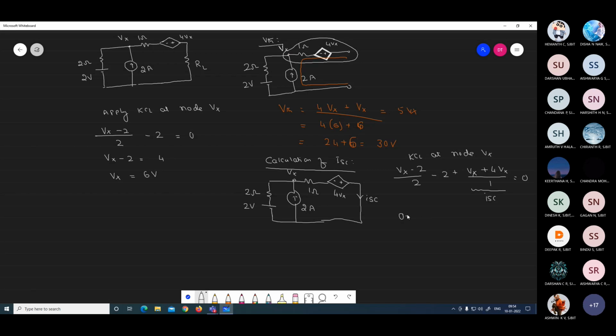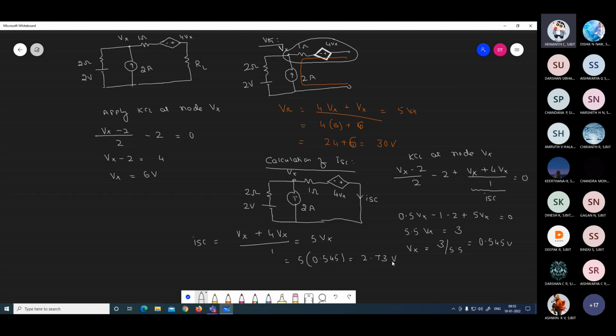So this is 0.5 Vx minus 1 minus 2 plus 5 Vx is equal to 0. 5.5 Vx is equal to 3. Vx is equal to 3 by 5.5. How much is it? 0.545 volt. Okay. So now what is the ISC? Short circuit current is equal to current flowing to this branch, which is Vx plus 4Vx by 1. That is already written now here. Same. Vx plus 4Vx divided by 1, that is equal to 5Vx, that is equal to 5 into 0.545, that is equal to 2.73.